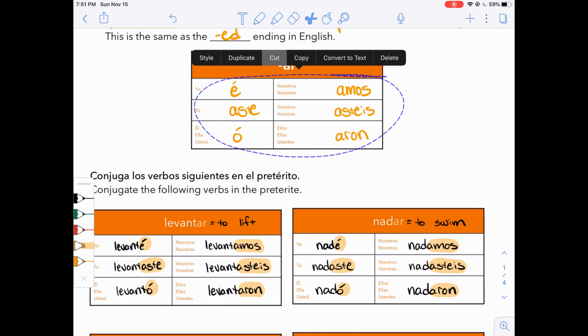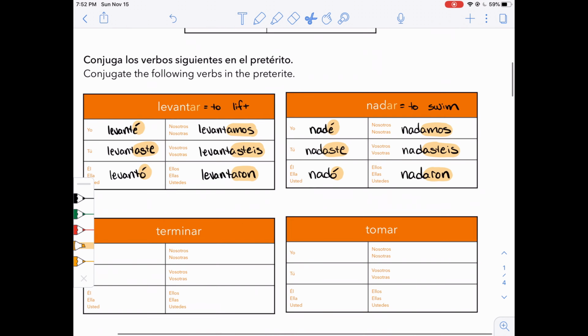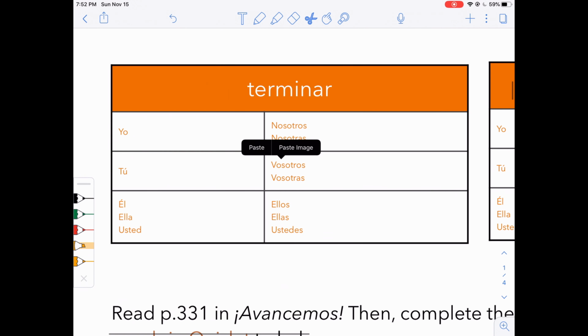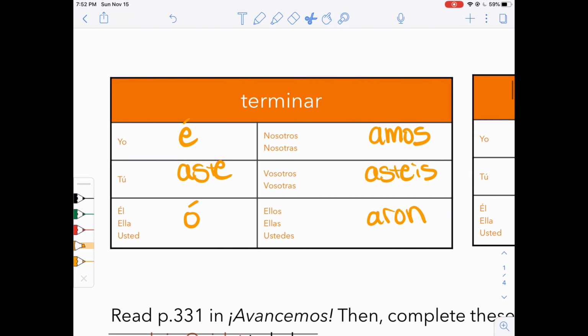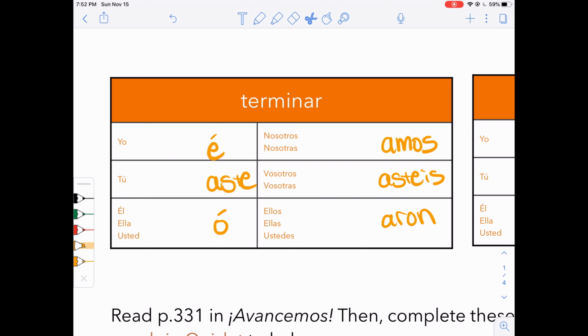So we're going to take this pattern and we are going to bring it down to our new verbs. So here we go. We got our é, aste, ó, amos, asteis, aron pattern. And we have terminar. Terminar means to finish or to end. So if you finished your project or whatever, you're going to use terminar. Now, because it's an AR verb, we're going to use our regular AR endings on it, which means we can just drop that AR, replace it with the endings we already have.